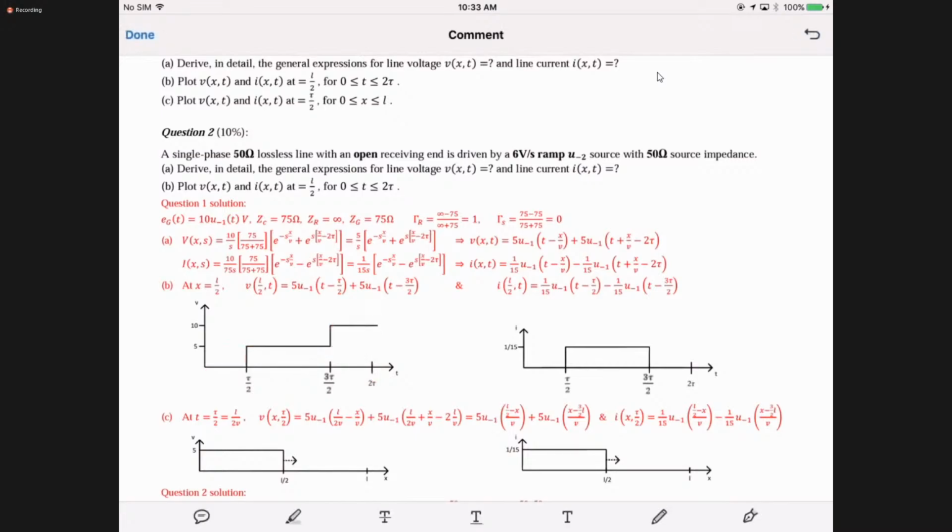Now for the current, after you plug it in, it is 115 for this case. You will see the step only after tau divided by 2. But in the reflection, it is negative. So you add the positive and the negative together and it becomes 0.